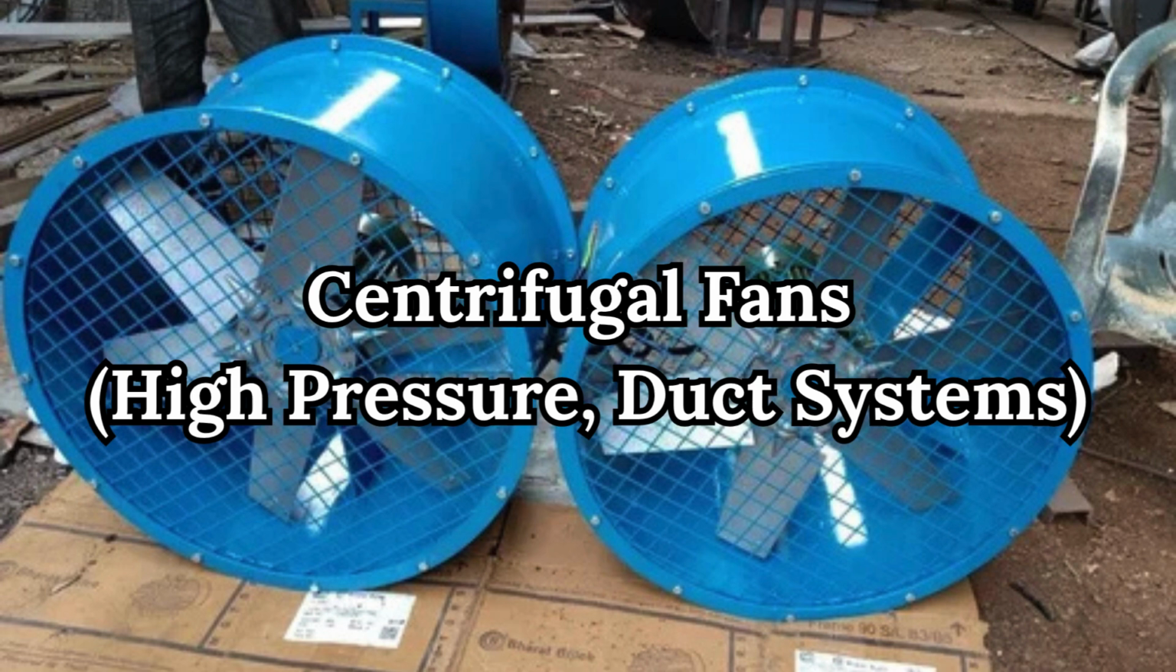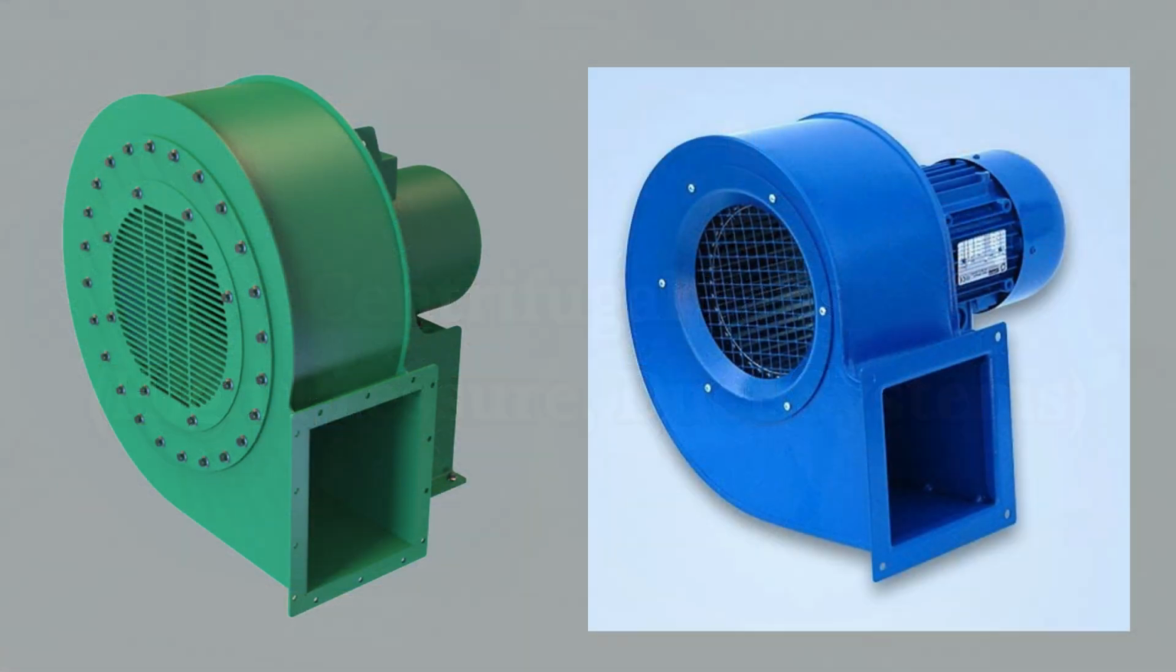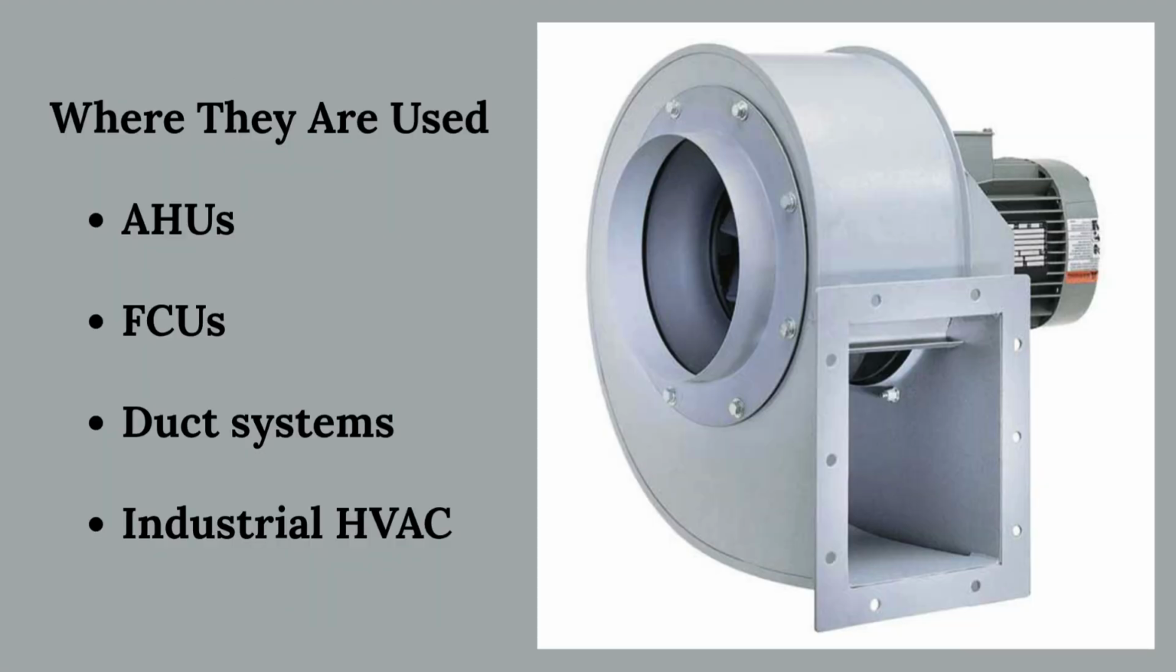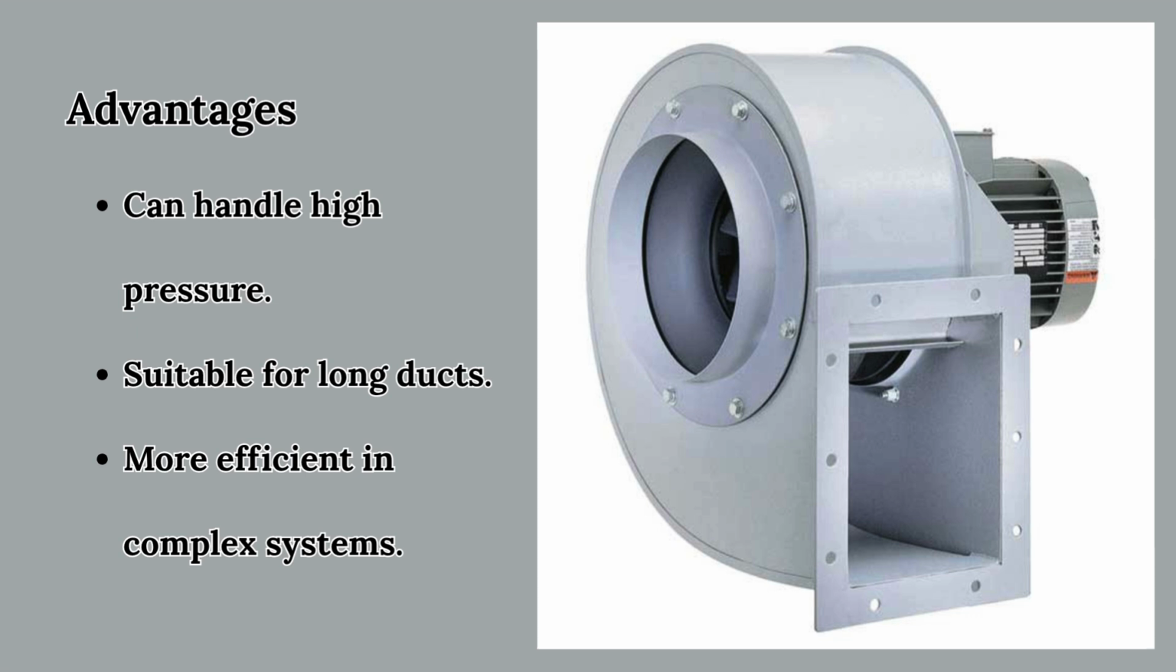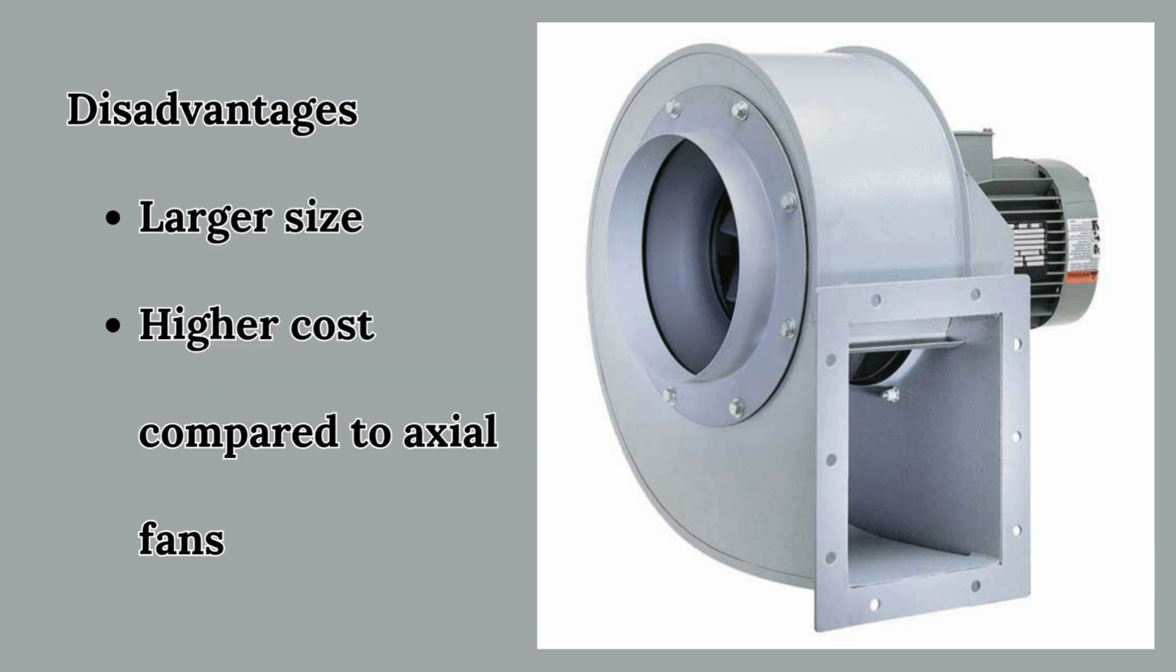Centrifugal fans, high pressure duct systems. Centrifugal fans move air at a right angle, 90 degrees, to the fan shaft. These fans are used when air needs to move through ducts with resistance. Where they are used: AHUs, FCUs, duct systems, industrial HVAC. Advantages: can handle high pressure, suitable for long ducts, more efficient in complex systems. Disadvantages: larger size, higher cost compared to axial fans.